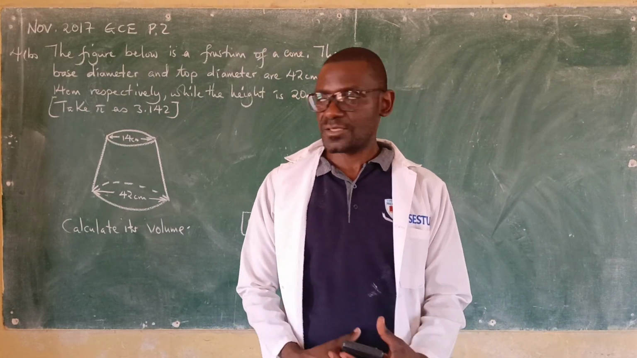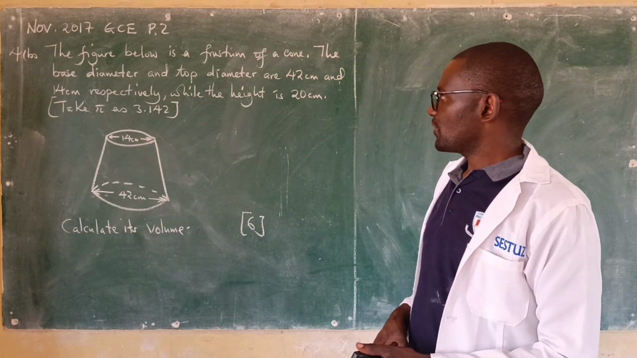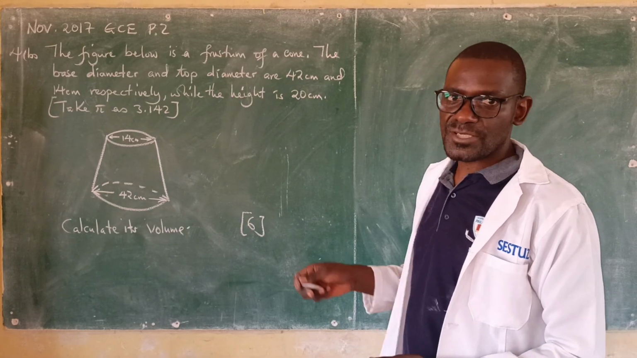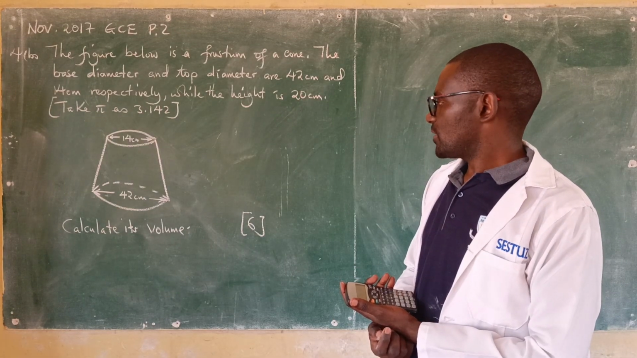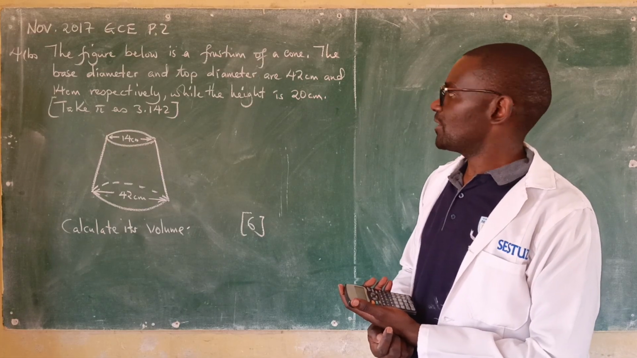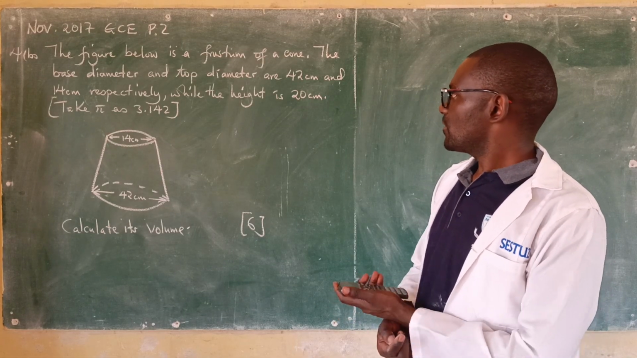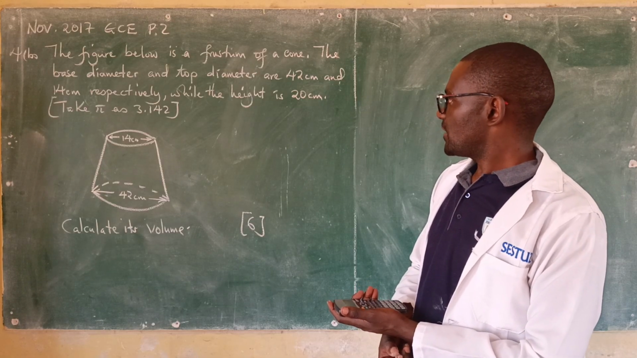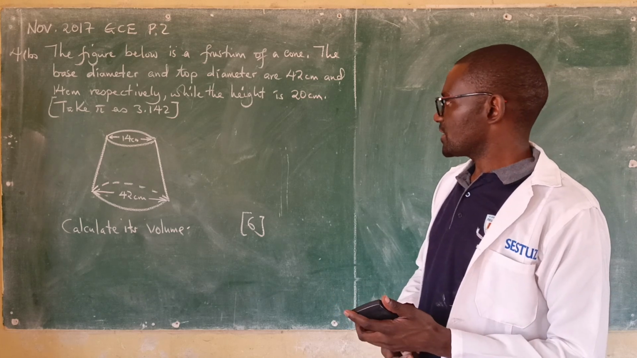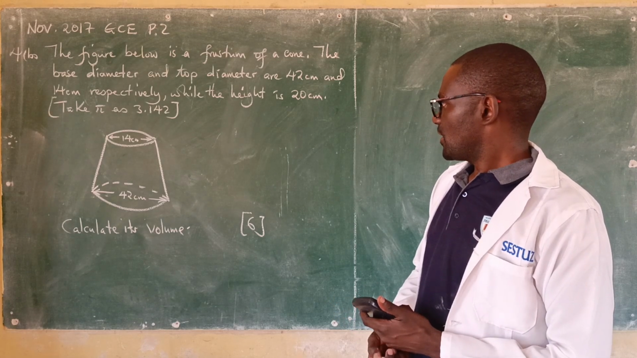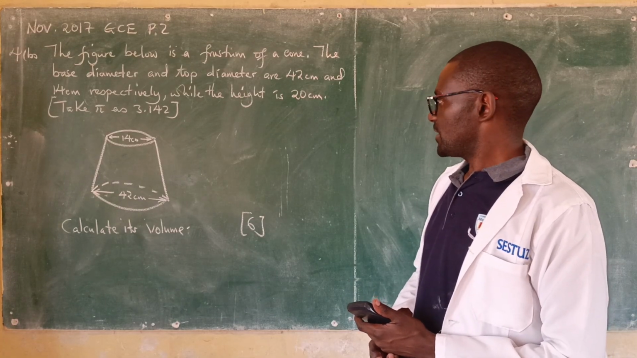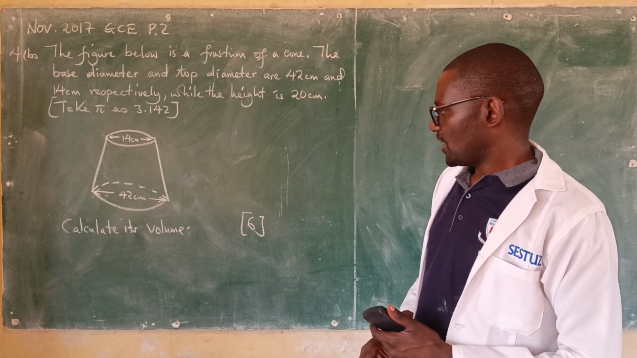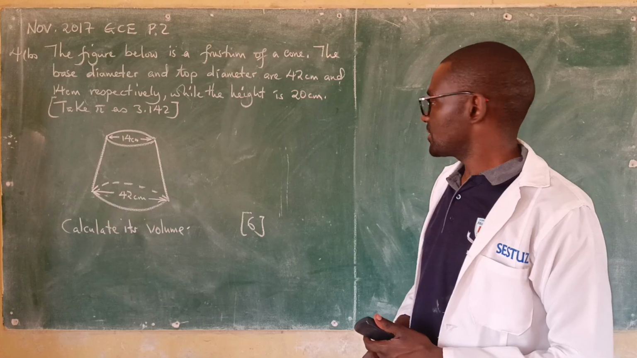Today we look at this question coming from the ECZ paper 2017 GCE paper 2, question 4B. This one is on the volume of a frustum, and the question read: the figure below is a frustum of a cone. The base diameter and top diameter are 42 centimeters and 14 centimeters respectively, while the height is 20 centimeters. Take pi as 3.142. So that's the frustum. And then the question says calculate its volume.